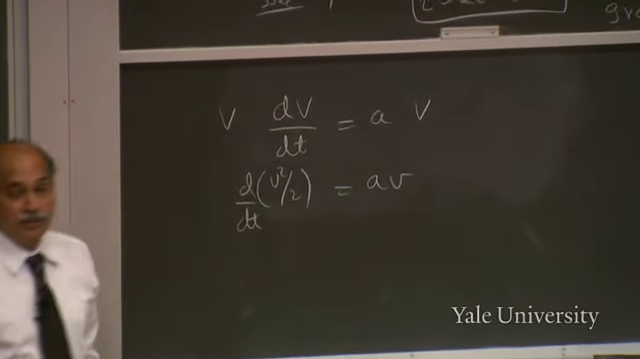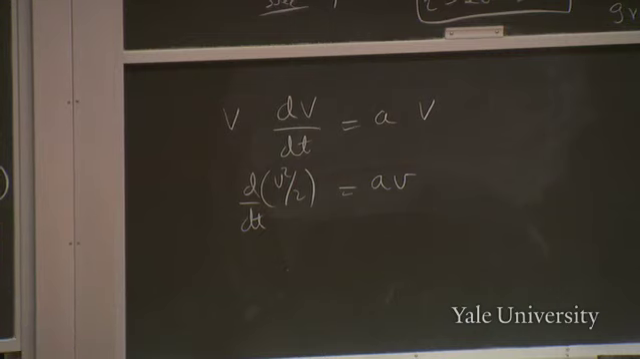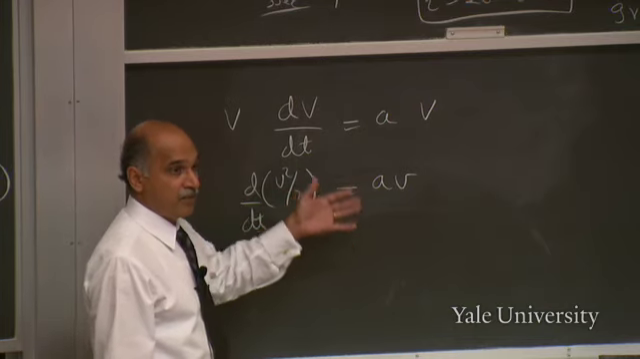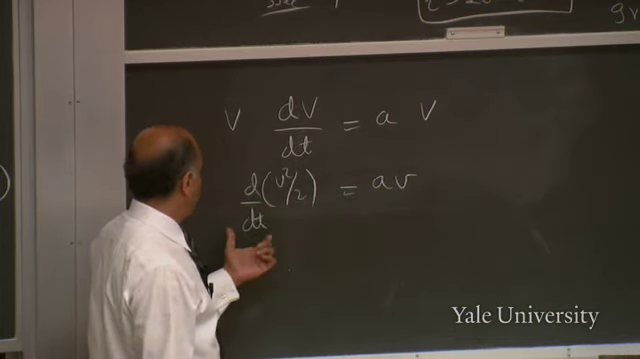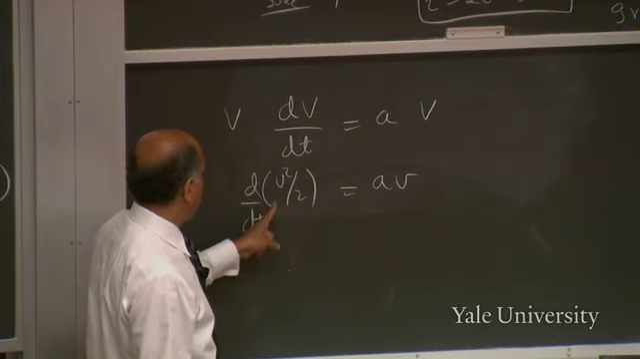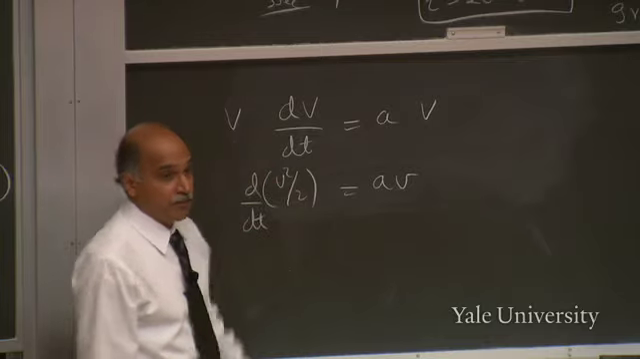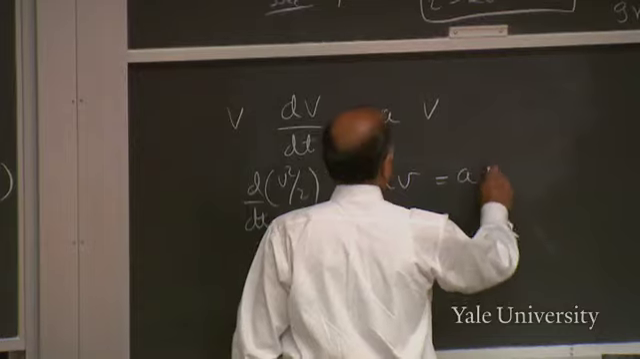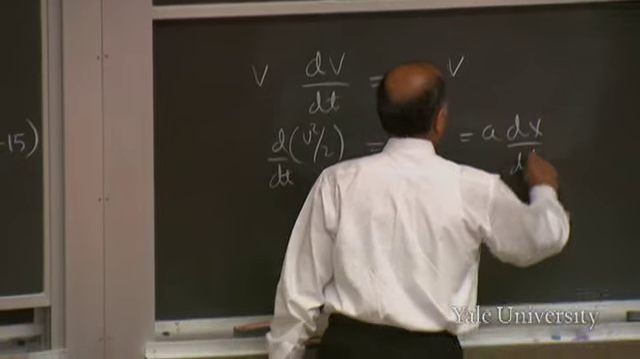I hope you know that much calculus: when you take the derivative of a function, namely v squared over 2, which is a function of v, and v itself is a function of t, then the rule is first take the v derivative of this object, then take d/dt of v, which is this one. On the right-hand side, I'm going to write a dx/dt.